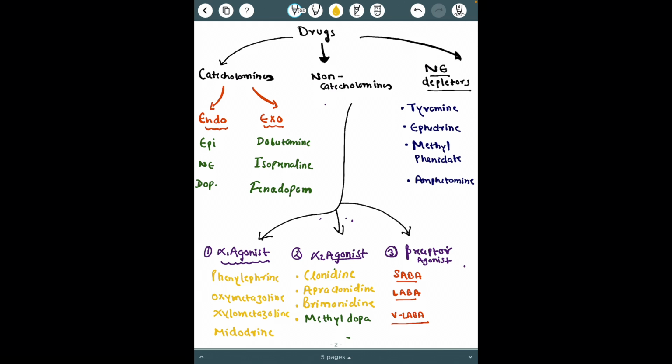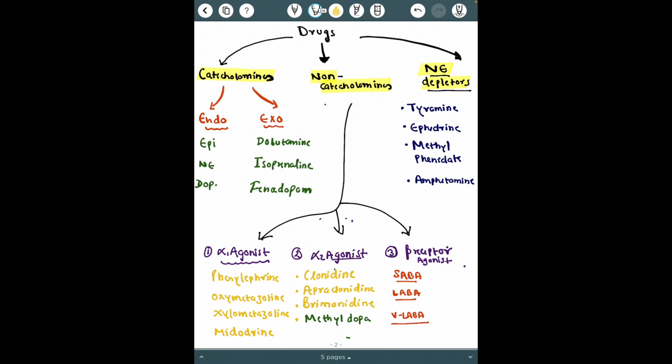See, the drugs are of three types in the sympathetic nervous system. We will discuss sympathomimetics here. The anti-sympathetic drugs, that is sympatholytics, we will discuss in the next video, and it will be a very short and important topic. Here we will discuss the sympathomimetic drugs which increase the sympathetic nervous system. First is catecholamines, another is non-catecholamines, and the third is norepinephrine depleters. We will see what these are.